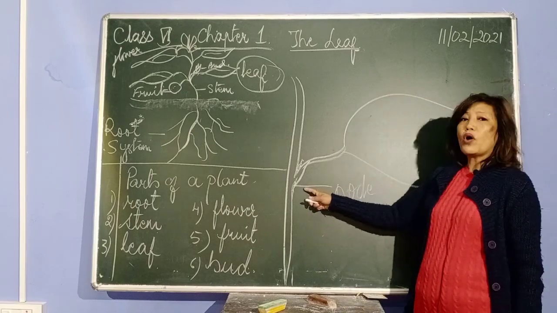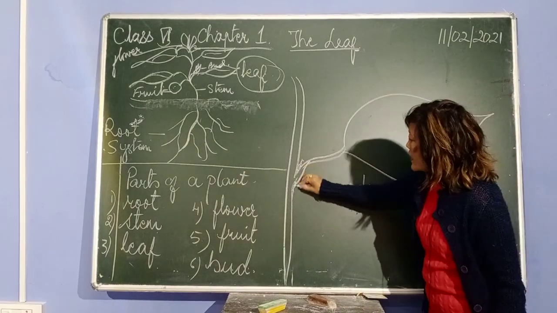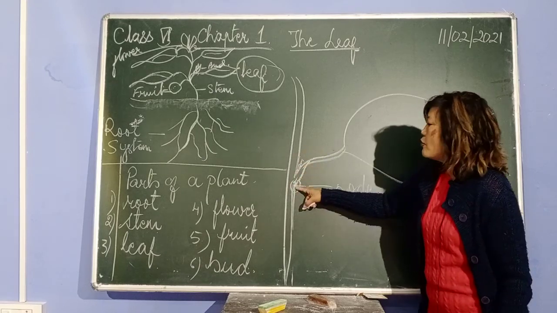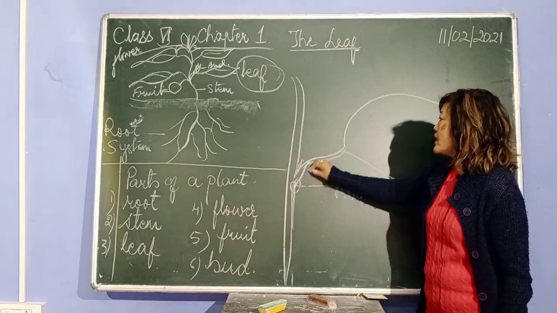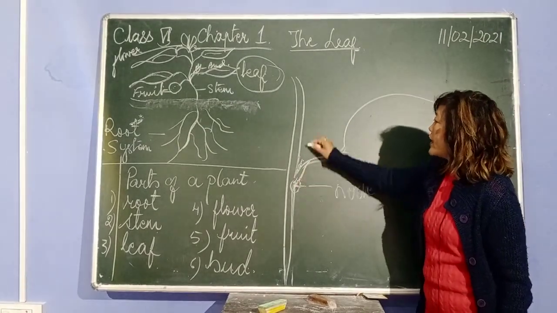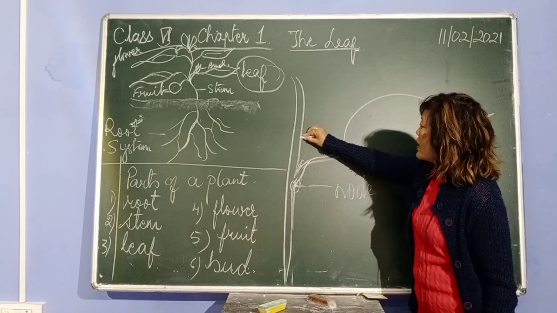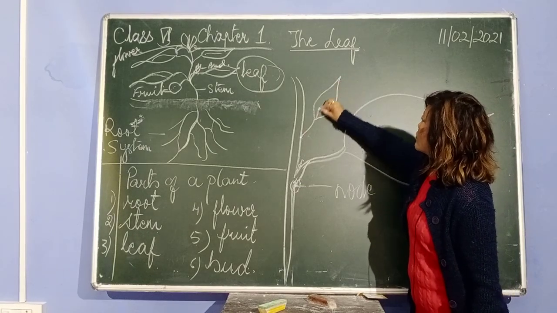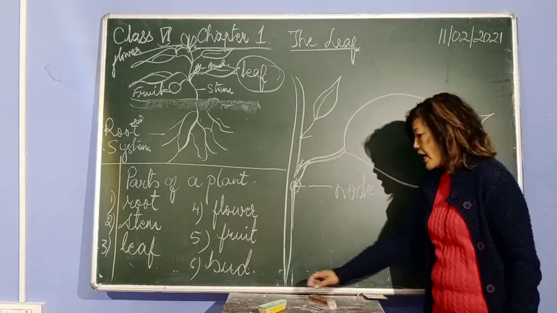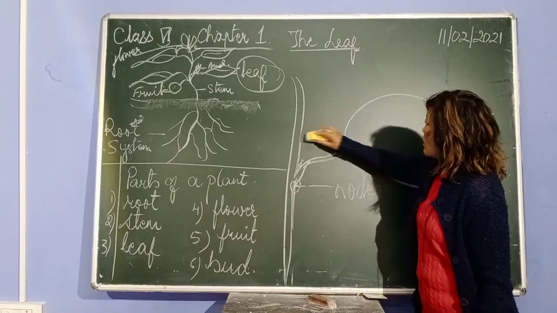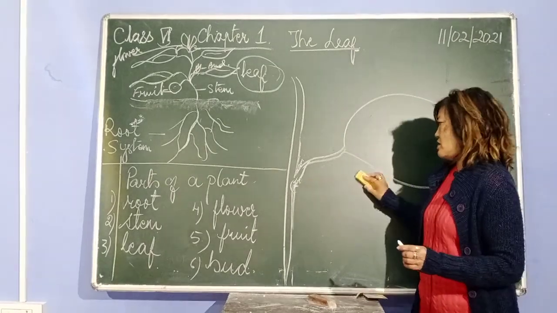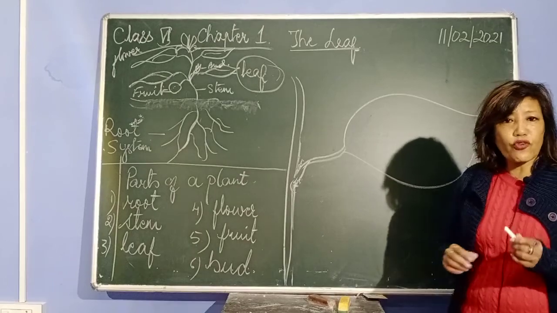N-O-D-E, node. Now, what is a node? The node is the point on the stem from where the leaf arises. Suppose this is a point on the stem, and from here the leaf grows, then this point is called a node.